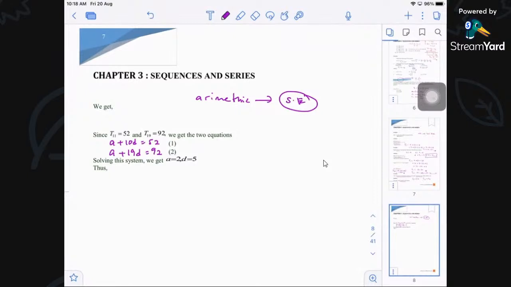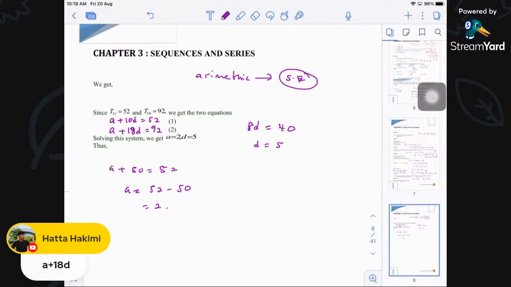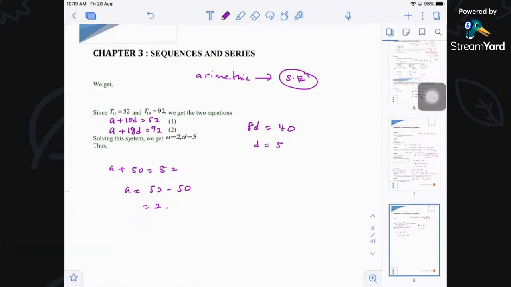So 19 minus 10 there, you get 9D. 92 minus 52, you get 40. Okay, I hope that's correct. Oh, sorry, this is 18D. My mistake there. So this is 8. Yep, correct, I agree with you. Okay, this is 8D then. From there, D equals 5. So if D equals 5, to get A: A plus 50 equals 52. So A equals 52 minus 50, which is 2. Any problem until there? Correct, Hatta? I agree with you. My mistake over there just now. So I corrected it already.